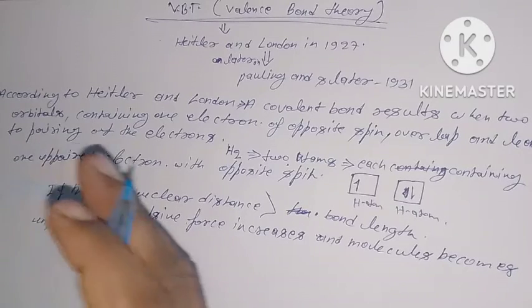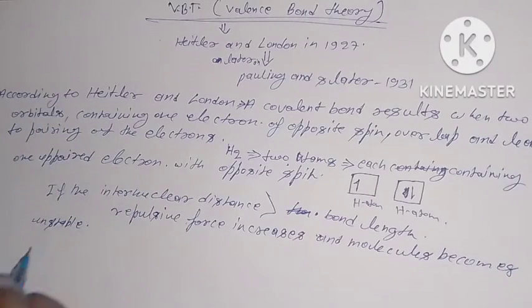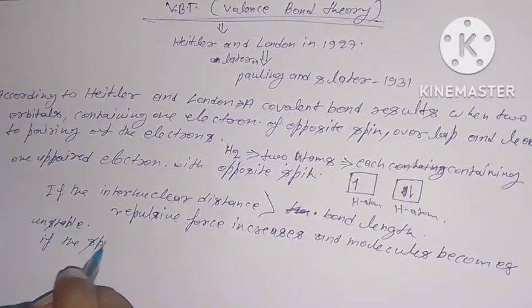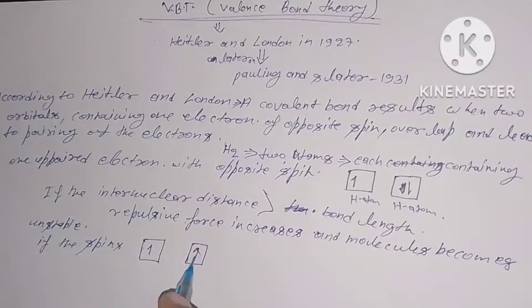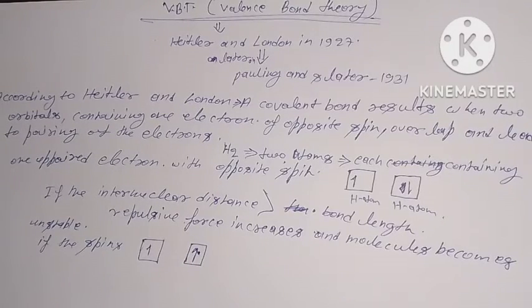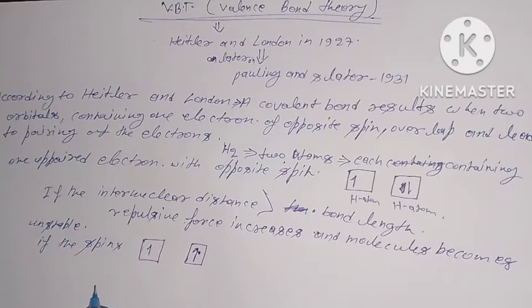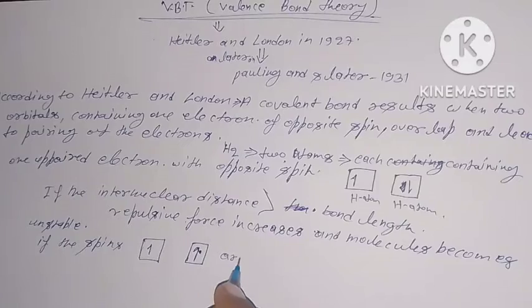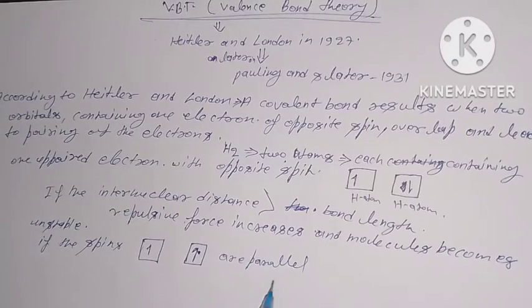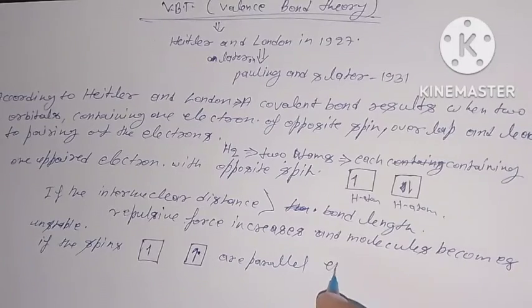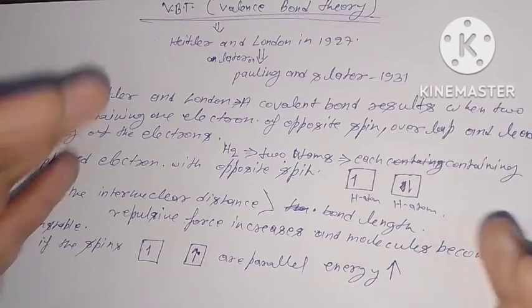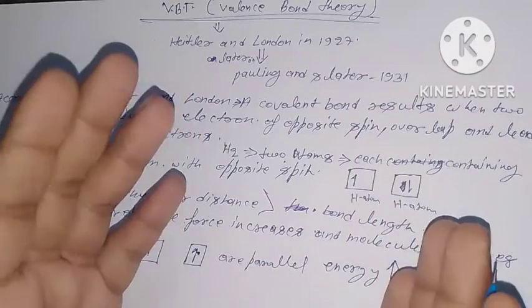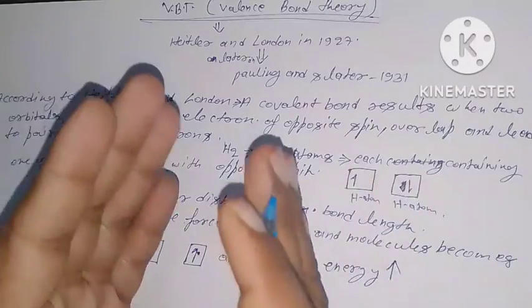If the spins of two electrons are parallel, the energy increases as the two atoms come closer, hence bond formation does not take place.